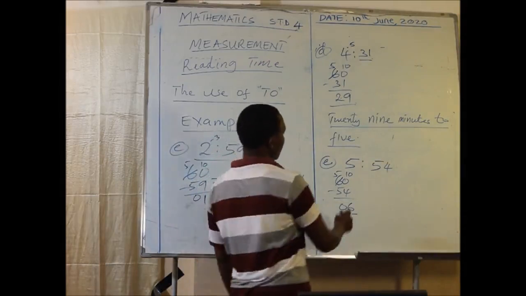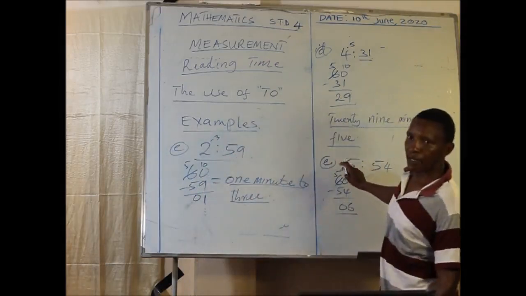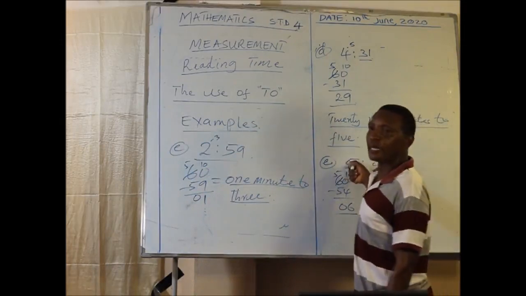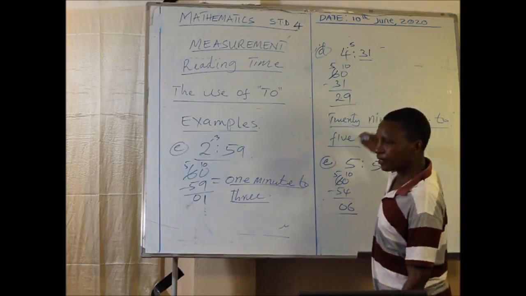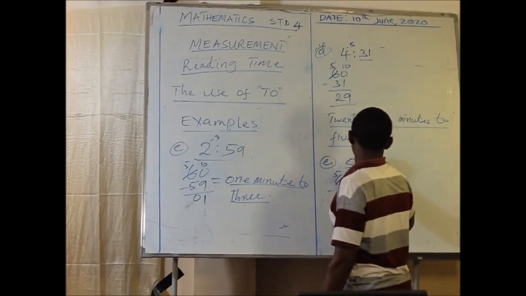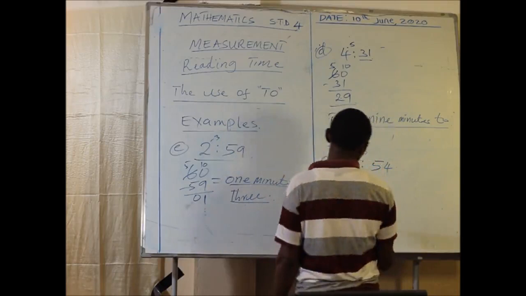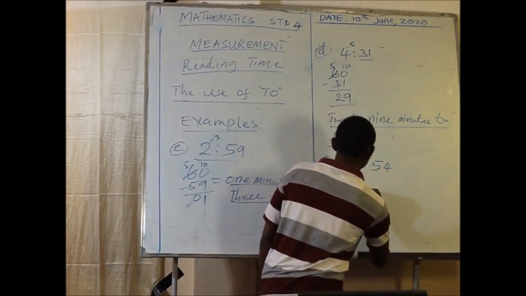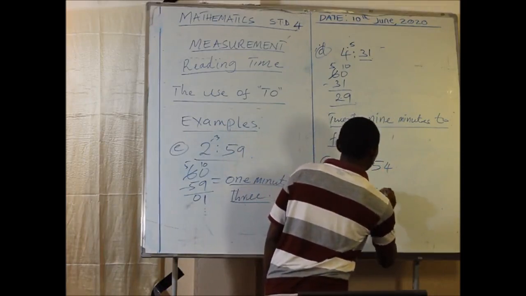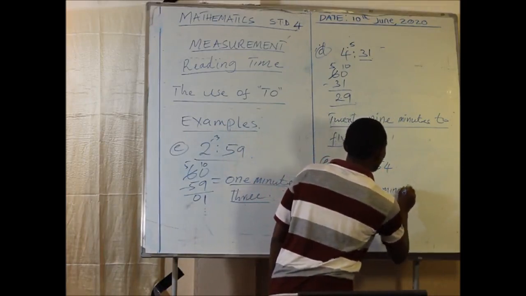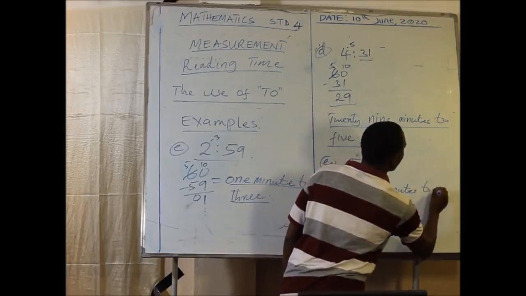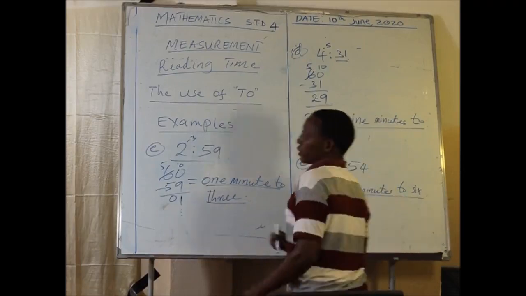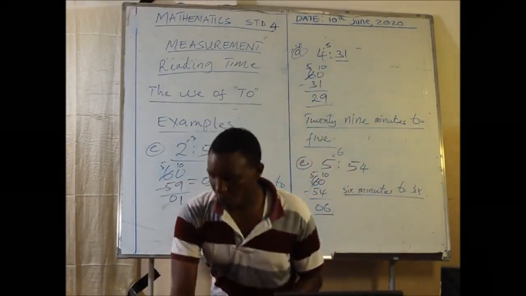Now let us come back to the time. The time is 5. If it is 5, it means that we need to read the next time, which should be 6. Now you will say, what time is it? It is 6 minutes to 6. That is how we can do.